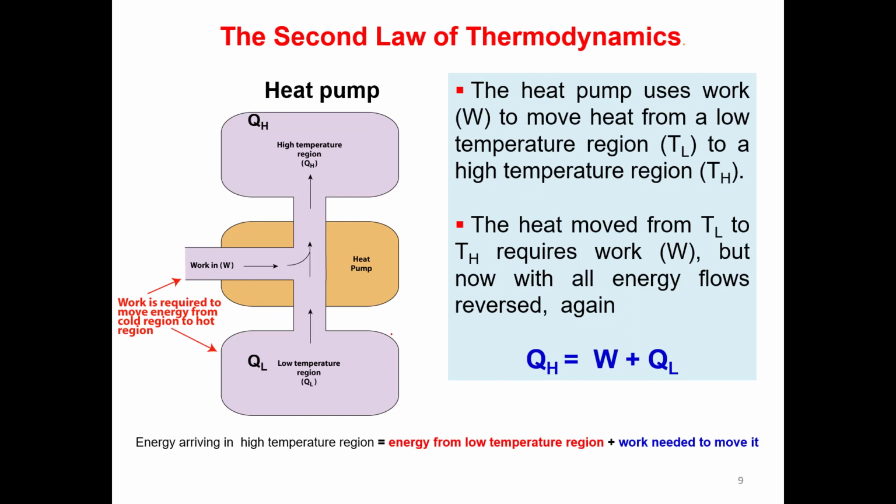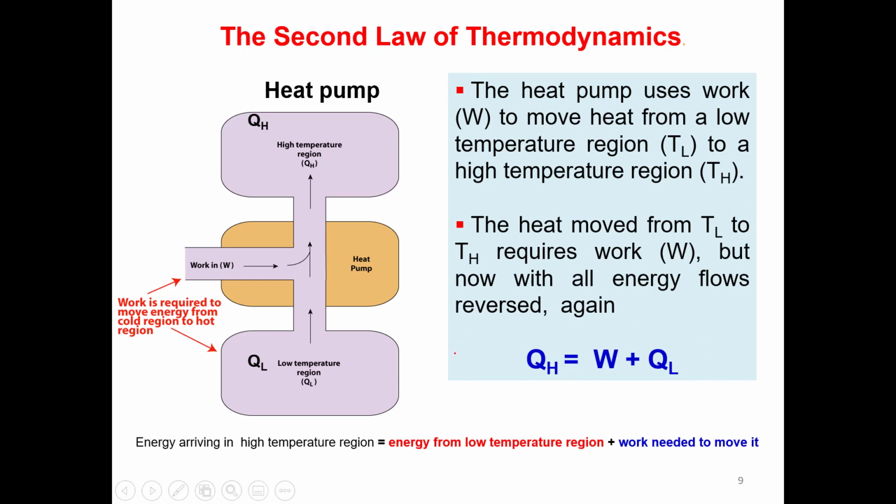The machine doing that work is the heat pump. One of the machines that can do that work is the heat pump. If we want to move energy from the cold region to the hot region, then some work is needed. This is what we are representing in this diagram. We can see that to move energy from this region to this region, some work is required.